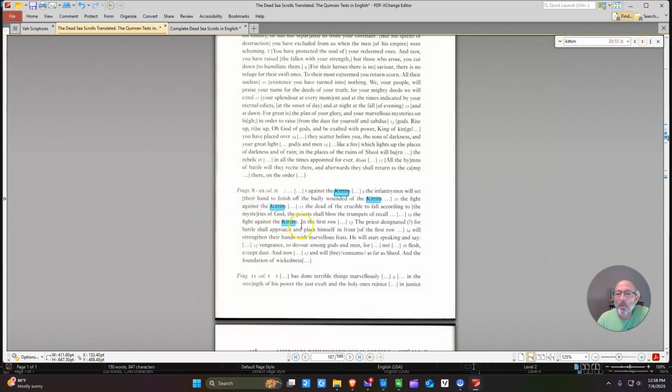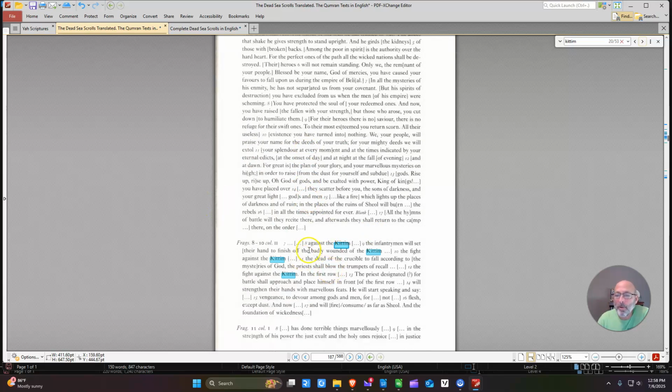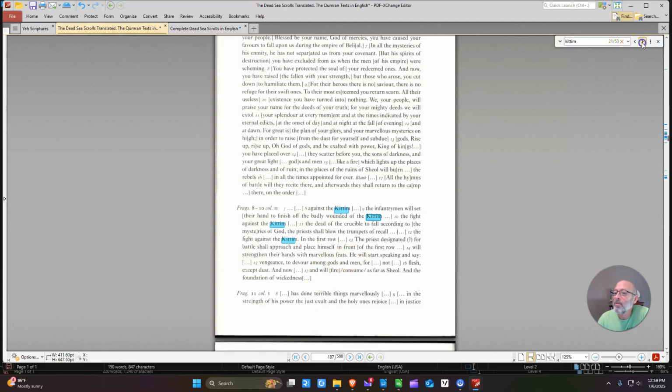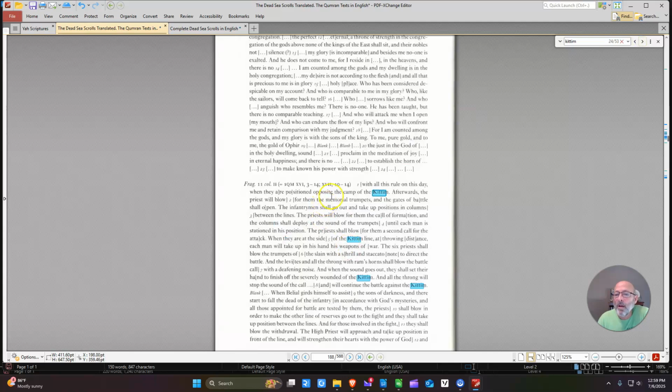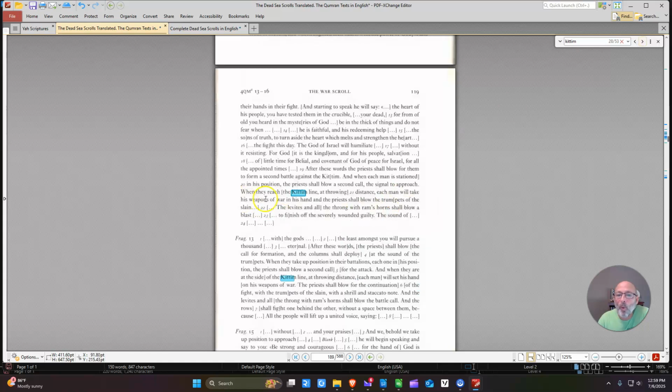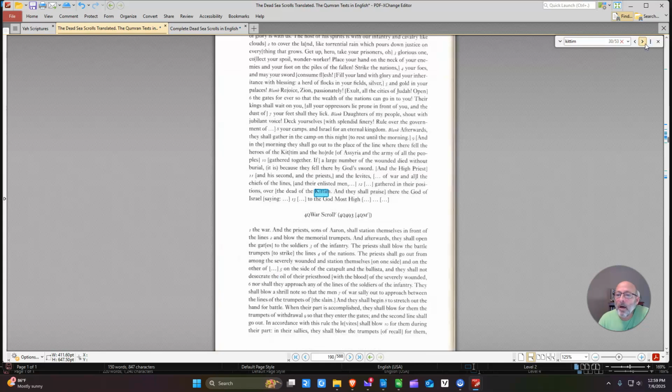Here we're in the fragments of the War Scroll, so this will be a little bit redundant. We're talking about against the Kittim, the wounded of the Kittim. Again, the characteristics and circumstances, but not identity in any of these. Opposite the camp of the Kittim, at the side of the Kittim, the battle against the Kittim. When they reach the Kittim, and when they are at the side of the Kittim line, gathered in their positions over the dead of the Kittim.